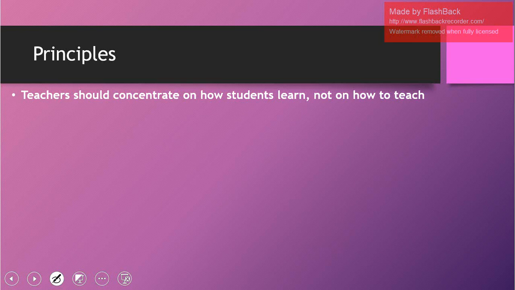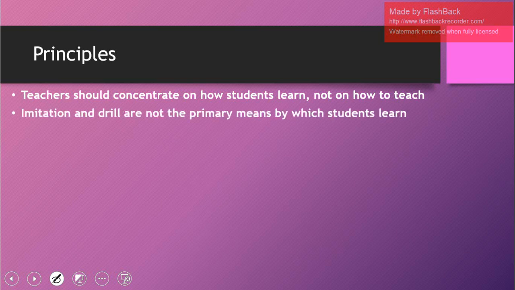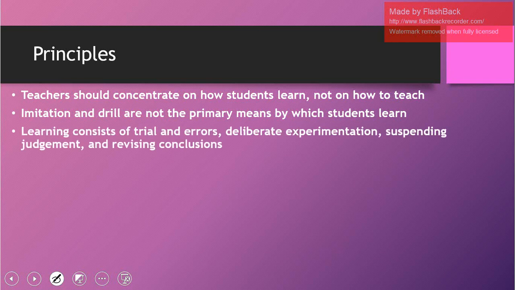Teachers should concentrate on, and give importance to, how students learn. What methodologies should be adopted that are feasible for the students, not for the teachers, right? Imitation and drill are not the primary means by which students learn. So according to this Silent Way, drills and imitations are not good for learning, in simple words. What is the third principle?